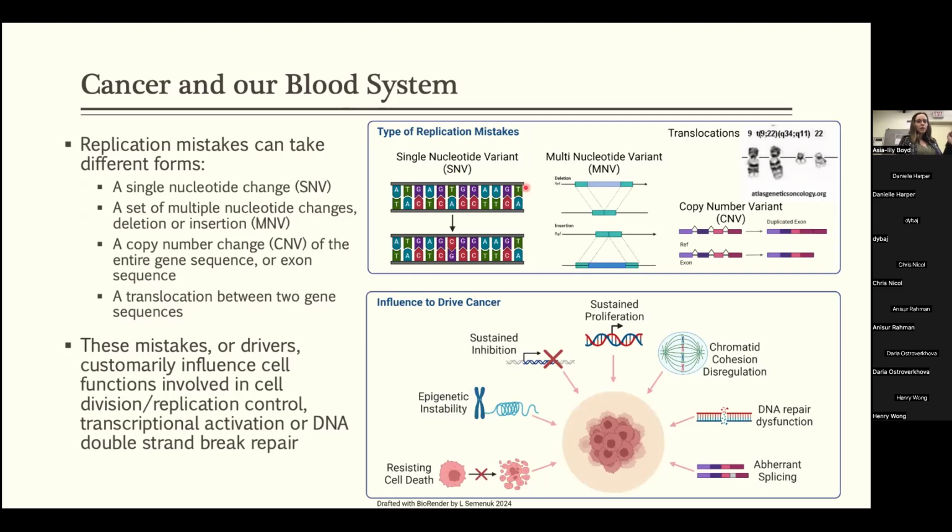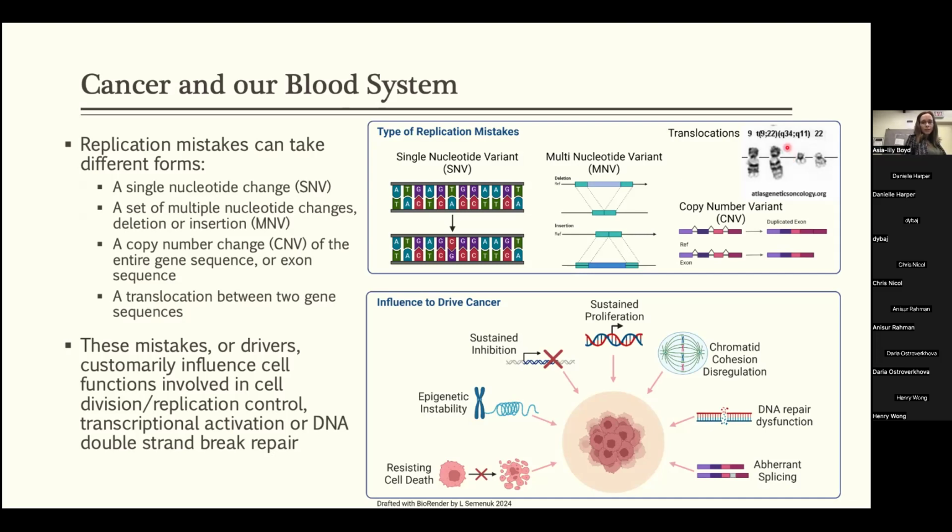There's also something called a multinucleotide variant, and that is when it's a collection of nucleotides in a row that are either duplicated, inserted, or deleted from the sequence. And this stretch of nucleotides is not quite as big as a full exon or a gene. So when it's a full exon sequence or a full gene, it can either be duplicated or deleted as well, to be another type of driving event or another type of replication mistake.